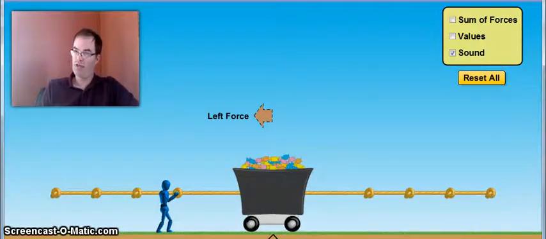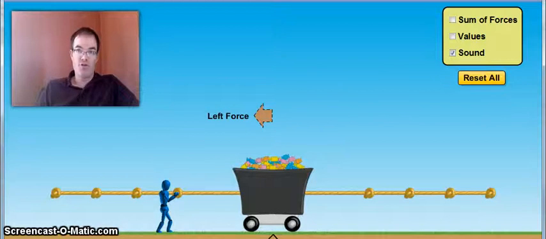To help us understand what forces do to things, we're going to consider a tug of war. A virtual tug of war, I guess you would say. In this scenario, we've got little Bobby Blue pulling on a rope. The rope is attached to a cart.